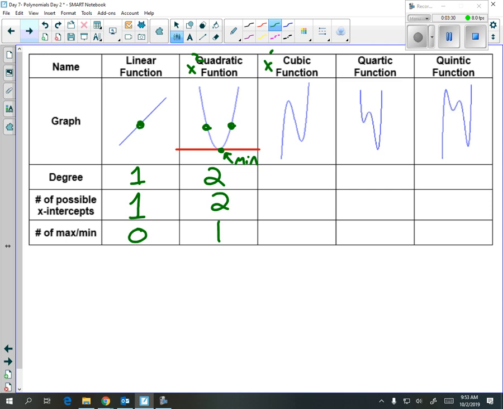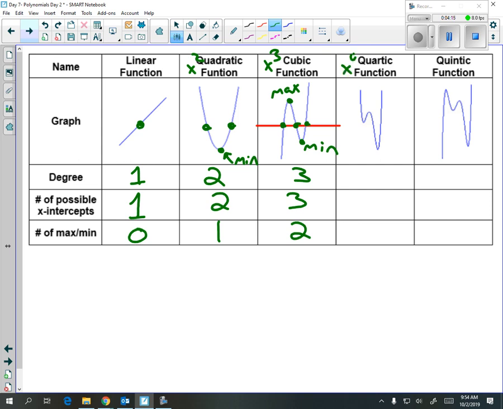Cubic functions are degree 3. The number of possible x-intercepts is 3, right? 1, 2, 3. Again, it doesn't have to have 3. It has a max of 3. Right here, it only has 2. If I move my x-axis down a bit, it only has 1. So it depends on what your graph specifically looks like. Now the number of max and mins, I see 1 max and 1 min. It's not the overall maximum point, but we call it a local maximum.